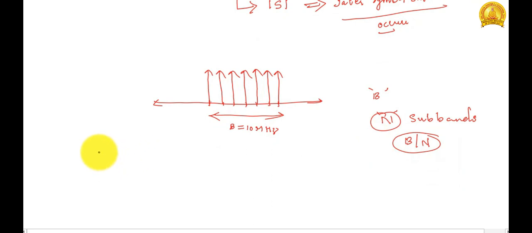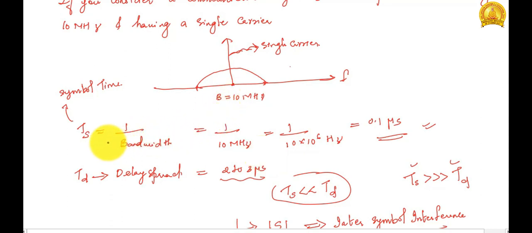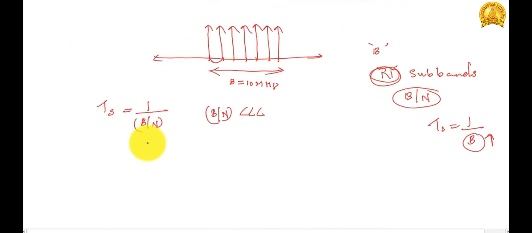Now if you calculate, the symbol time is equal to 1 divided by the bandwidth. So what is this bandwidth? Total bandwidth divided by N subbands, that is 1 by B by N, am I right? Earlier the symbol time was 1 by bandwidth B, where B was a larger quantity, but now B is reduced to B by N. So when we reduce the bandwidth factor, what will happen to the symbol time? This B by N is much lesser than B. So the symbol time TS will get increased, since the denominator is reduced, and finally we can make this symbol time much greater than the delay spread, am I right?